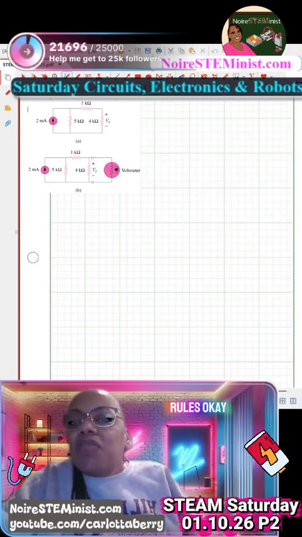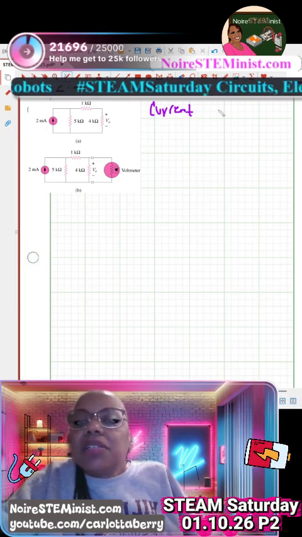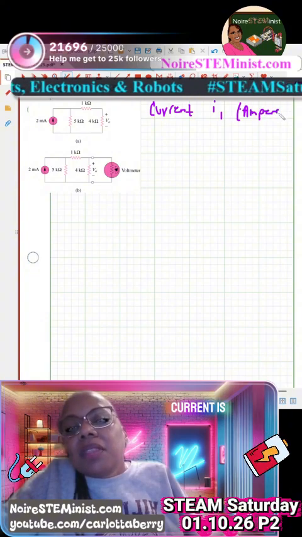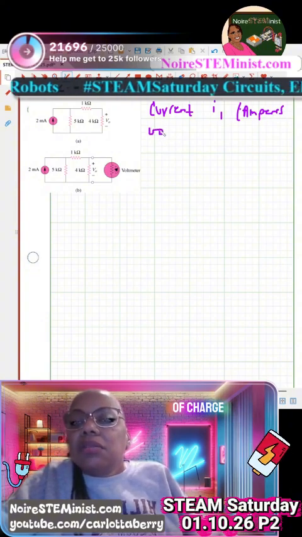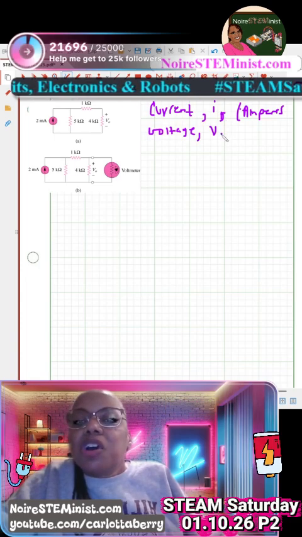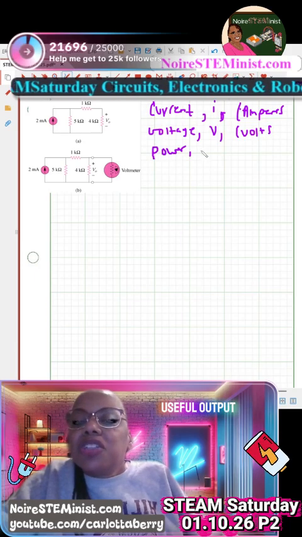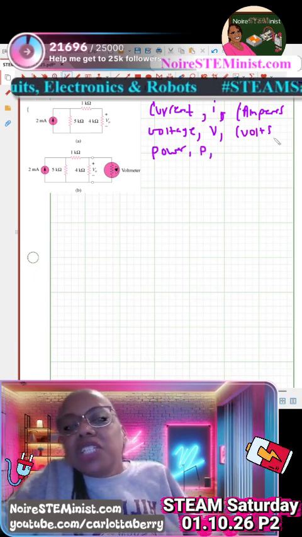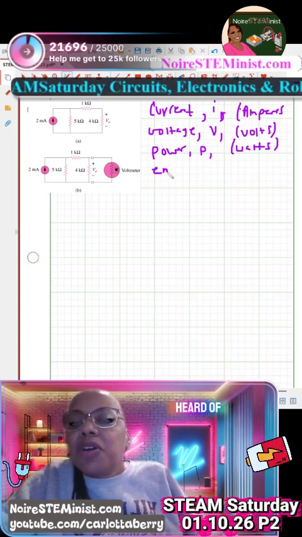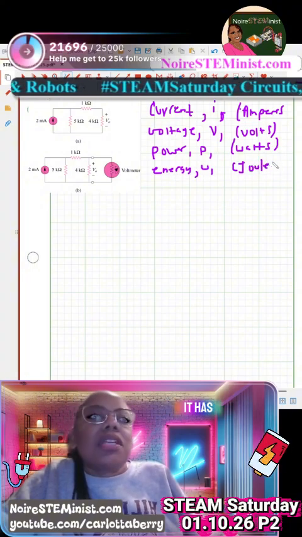Okay, so let's go over all of our rules. Current is electricity or the flow of charge. It has units of amperes. Voltage, V, is the separation of charge. It has units of volts. Power, P, is the useful output of expended energy, and power has units of watts. Energy, which is what most people have heard of, is also called work sometimes in physics, and it has units of joules.